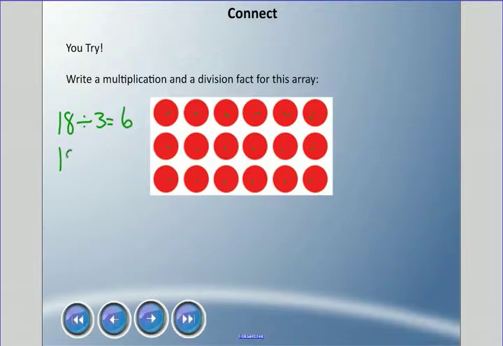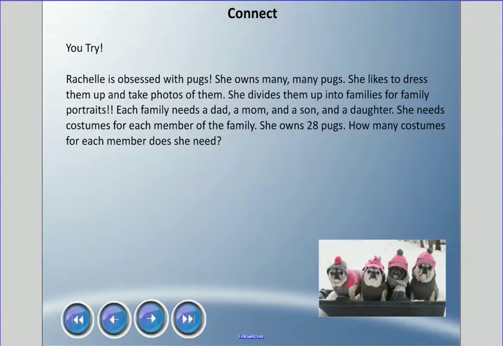I could also have said 18 divided by how many are in each row equals the number of rows. I could say there is 3 rows times 6 in each row equals 18, or 6 in each row times 3 rows equals 18. So there's 4 facts you could have written for this array. You need to try another one.